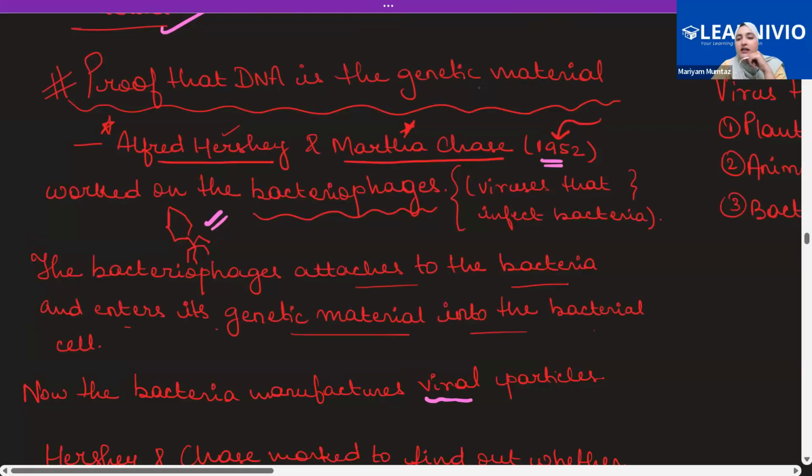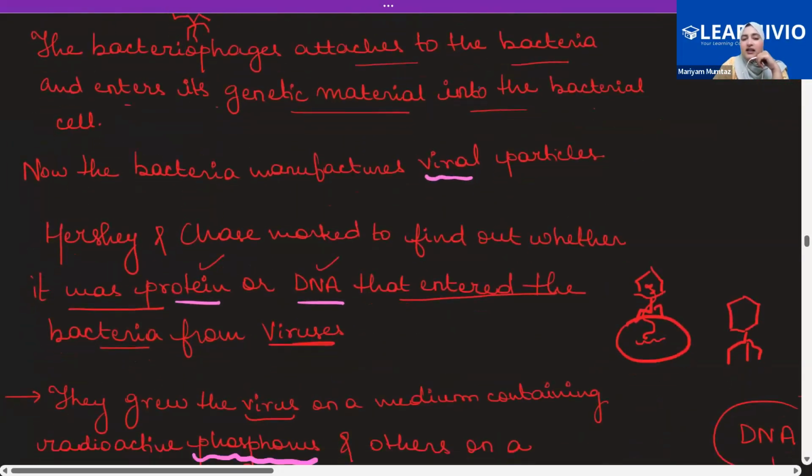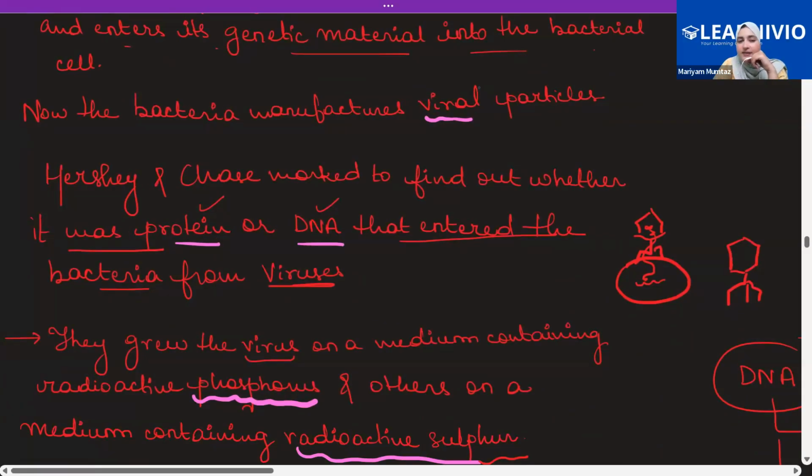Now, to give the proof that it is indeed DNA only, Alfred Hershey and Martha Chase came into existence in the year 1952. They worked on bacteriophages. You know that bacteriophages are those viruses that infect and kill bacteria. So whenever the bacteriophage attaches onto the bacterial cell, it discharges its genetic material into the bacterial cell so that when the bacteria divide, the viral particles will also multiply. Viruses are smart like that. So now the bacteria manufactures the viral particles.